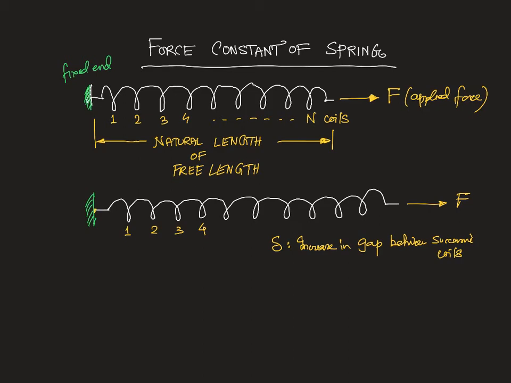Now suppose you start from here. So the coil 1 will actually be displaced to the right by delta, and the distance between coil 1 and coil 2 increases by delta. So from the initial position of coil 2, the final position of coil 2 goes forward by 2 delta. This is quite easy to understand.